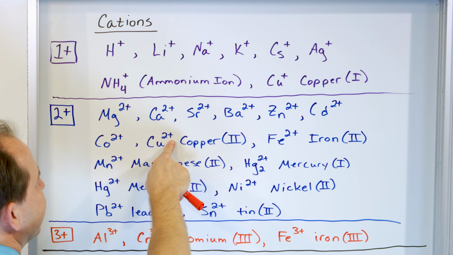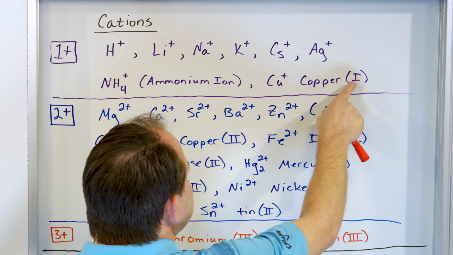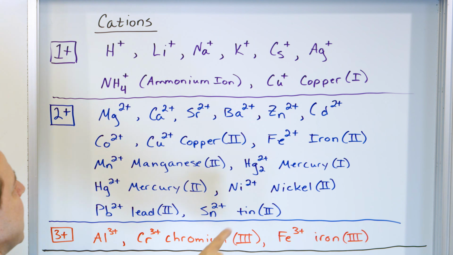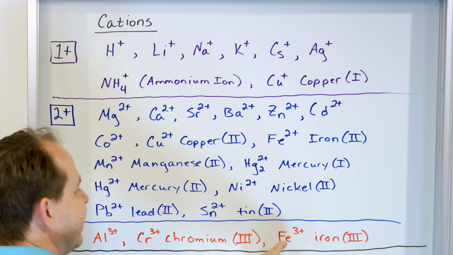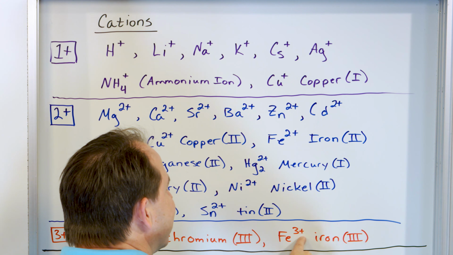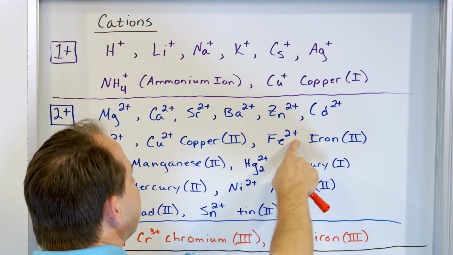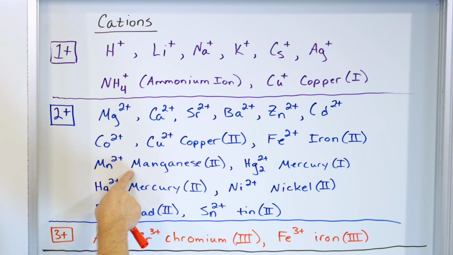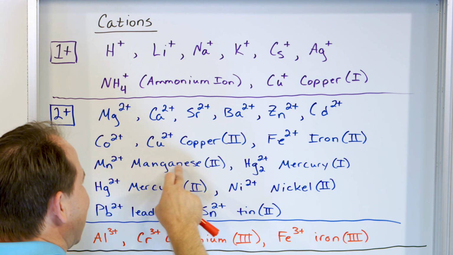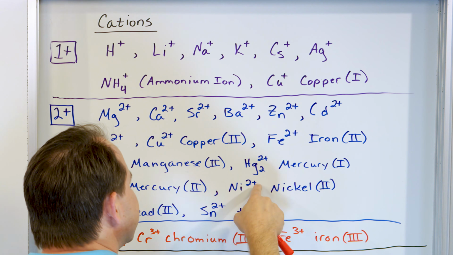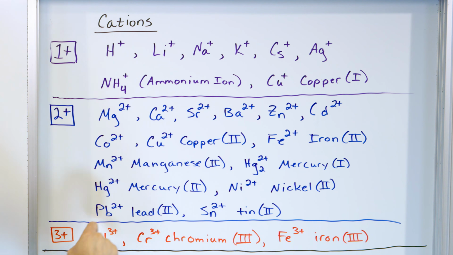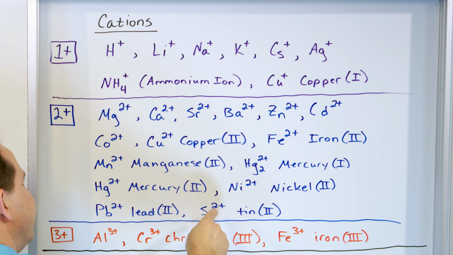Copper forms a +2. We call it copper 2 to denote it differently than copper 1. Iron can form a +2, so we call it iron 2. That's to differentiate it from iron 3, because iron can lose 3 electrons or it can lose 2 electrons. Manganese can lose 2 electrons, but we denote it manganese 2 because there are other ions of manganese as well. Nickel can have a +2, lead can have a +2, tin can have a +2, and we call them the same thing, nickel 2, lead 2, tin 2.